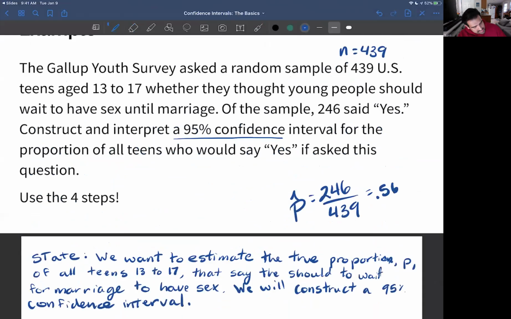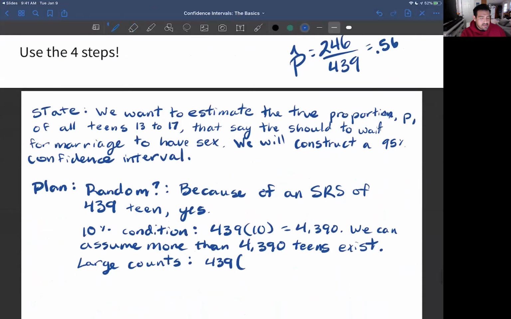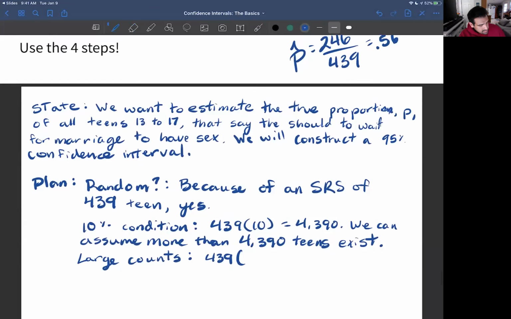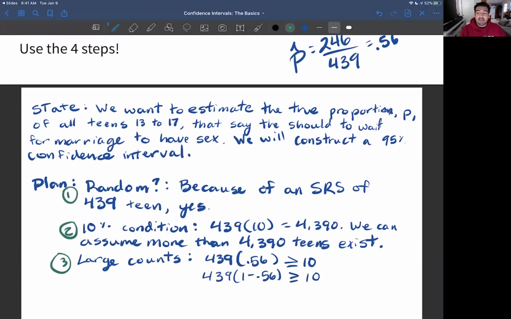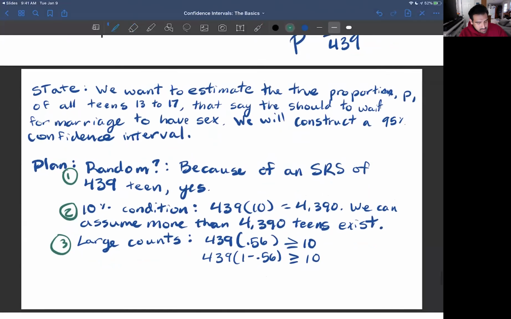So with a sample size of 439, with half of them being a probability of success, we can assume, yes, that is going to be greater than or equal to 10. The same with the failure, 439 times 1 minus the 56%. That will also be greater than or equal to 10. So we've checked our 3 conditions, and all 3 have been met. Now that we've checked our conditions, we can actually do our problem.